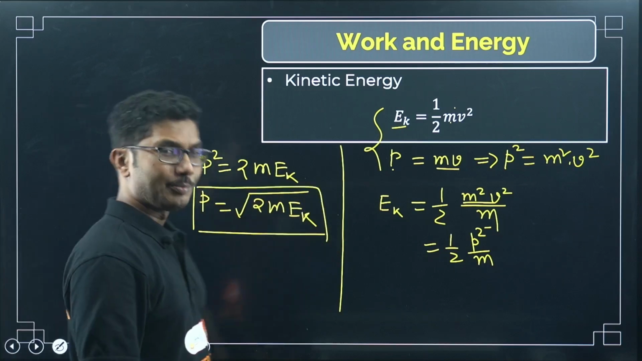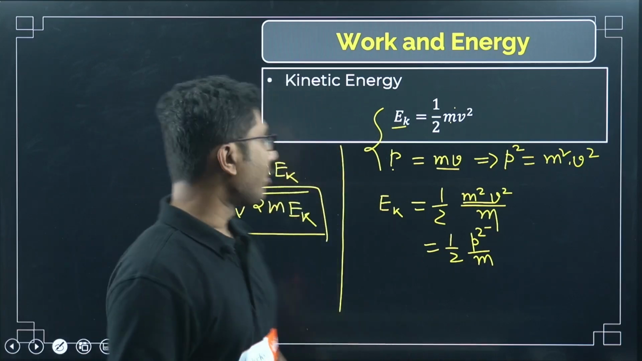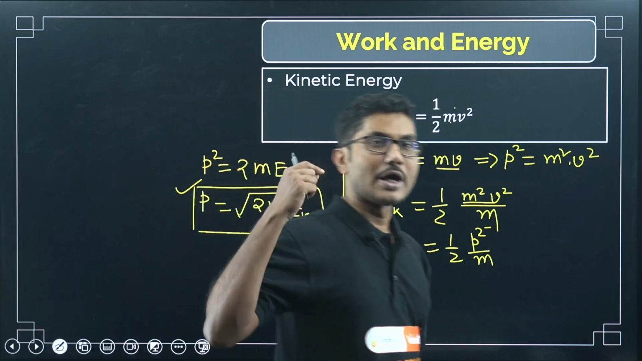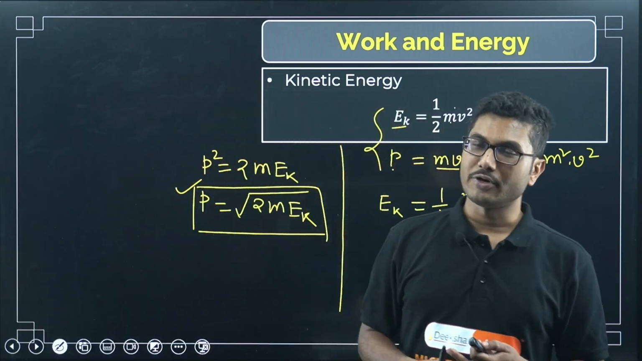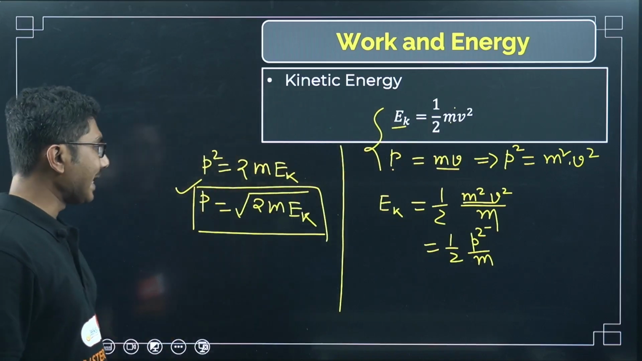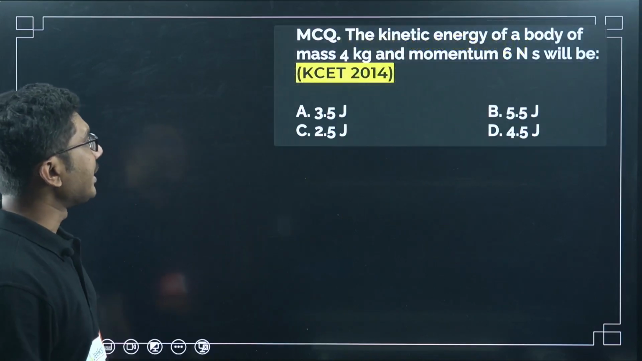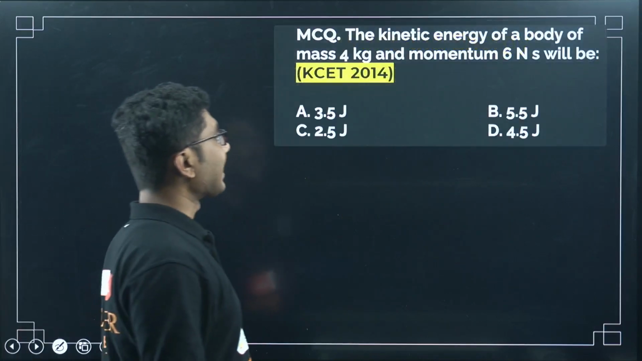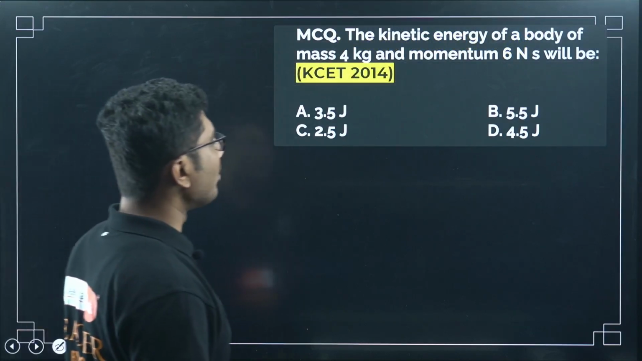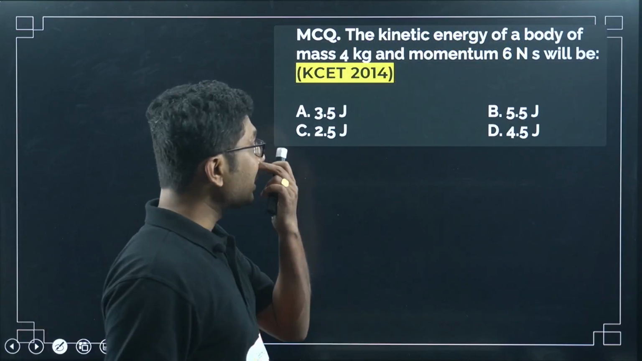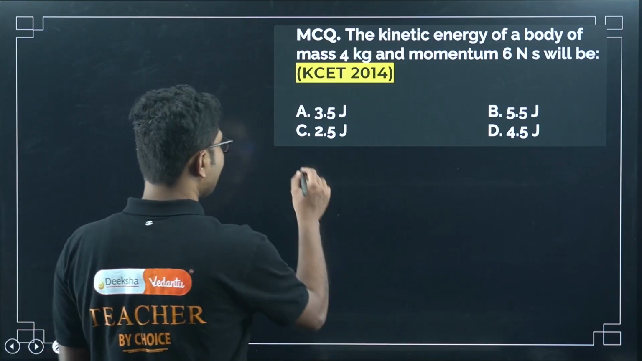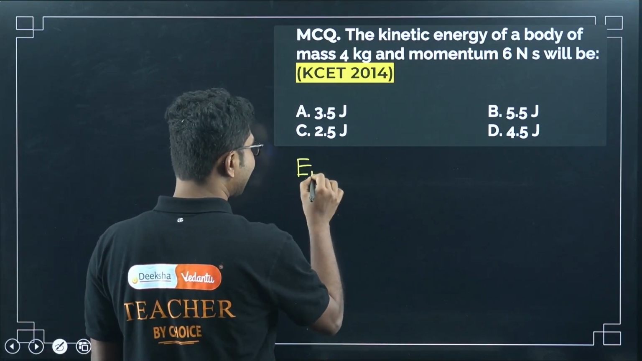Okay, this is an important relation to remember for any competitive exam. This equation is valid for JEE. You have to remember it for JEE, for NEET, and for KCET, of course. Let's see one question that came in a previous year, 2014. The kinetic energy of a body of mass 4 kg and momentum 6 newton seconds will be. So they have asked you to find the kinetic energy.